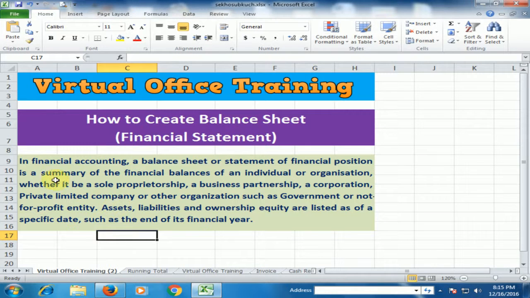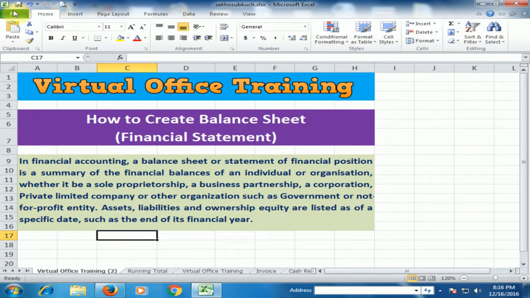First, understand the definition of a balance sheet. In financial accounting, a balance sheet or statement of financial position is a summary of financial balances of an individual or organization, whether it be a sole proprietorship, a business partnership, a corporation, a private limited company, or other organizations such as government or not-for-profit organizations. Assets, liabilities, and ownership equities are listed as of a specific date, such as the end of its financial year.